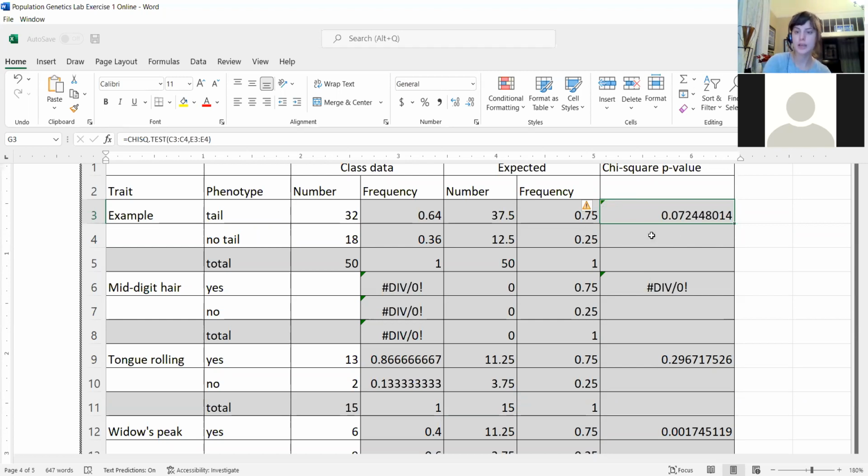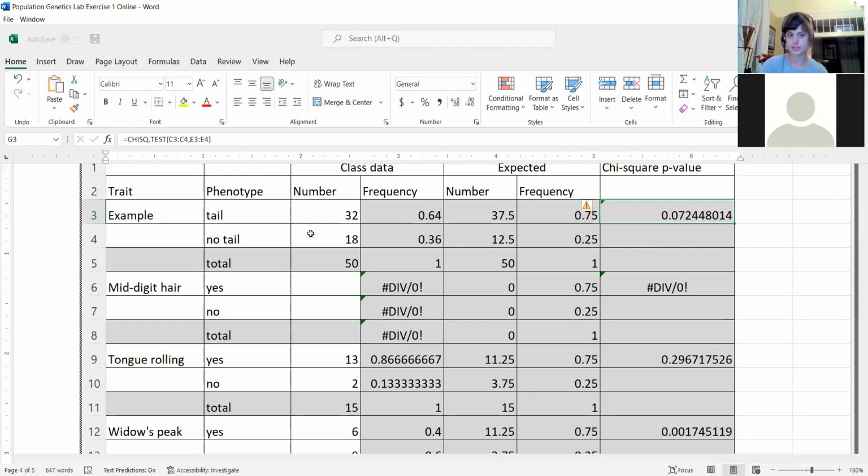And the way you evaluate the statistic, we just set this arbitrary number that the p-value has to be less than 0.05 to be considered significant. And in this case, we're saying significantly different than expected. So if it's smaller than 0.05, you have a trait that's not in Hardy-Weinberg equilibrium.